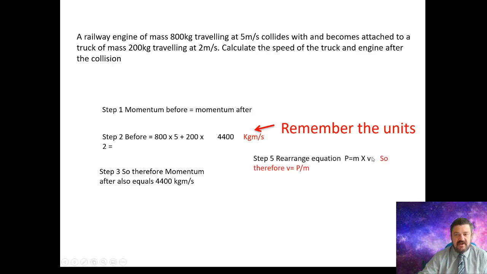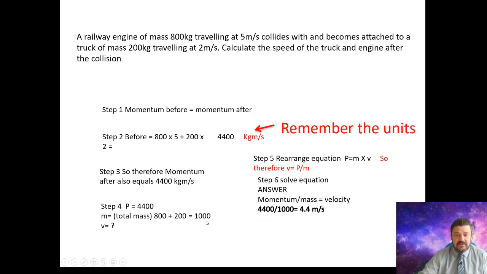So let's rearrange our equation. We've got our new momentum, 4,400. We're going to use the equation velocity equals momentum divided by mass. Remember, we've just rearranged this one here. Plug our numbers in. Sorry, the numbers have gone out of order. So step 4, the total mass is 800 plus 200, which gives a total mass of 1,000. So plug our numbers in: the new momentum after the crash, 4,400. This time we're going to divide it by 1,000 because that's our new mass. That gives us 4.4 meters per second.